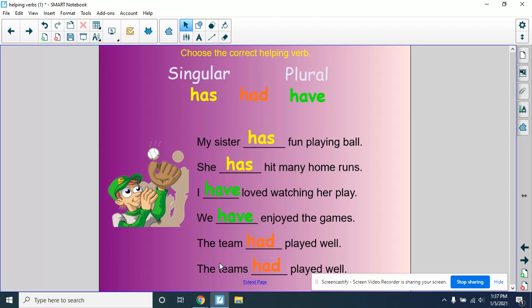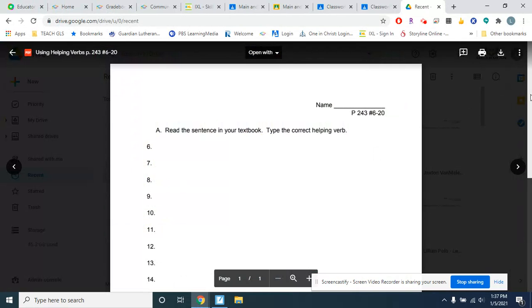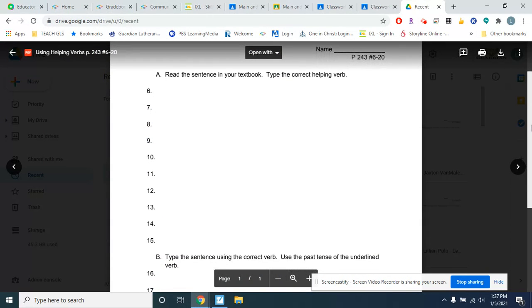Right? So like yesterday, I have made you a document that you're going to use in Cami. So it looks like this. But you do need your textbook because you're working from page 243 with the sentences that are on there, numbers 6 through 20. So pretty much the same directions. So for part A, instead of writing the sentences, you're just going to read the sentence in your textbook and type the correct helping verb. You do not need to type the sentence, just put the correct helping verb that you would use next to the number.